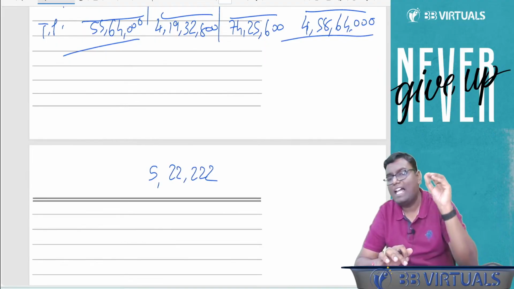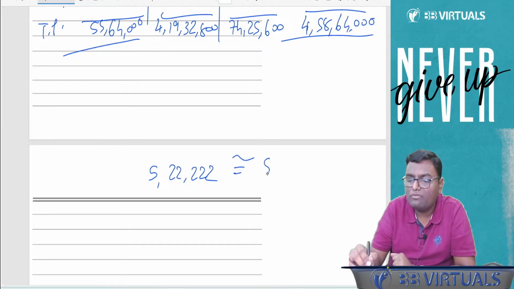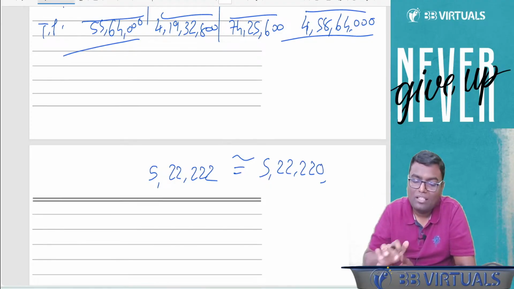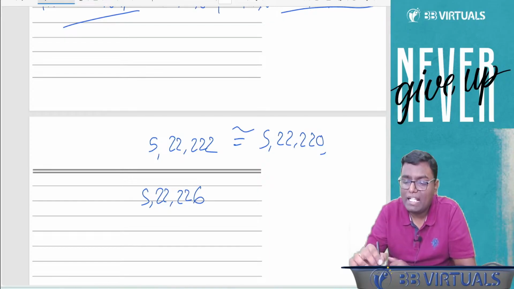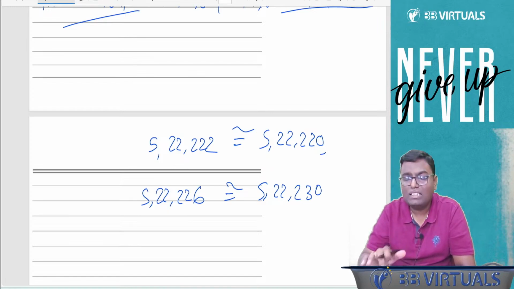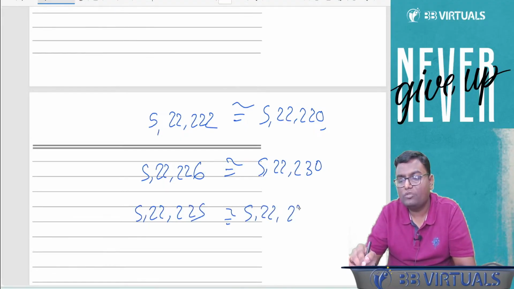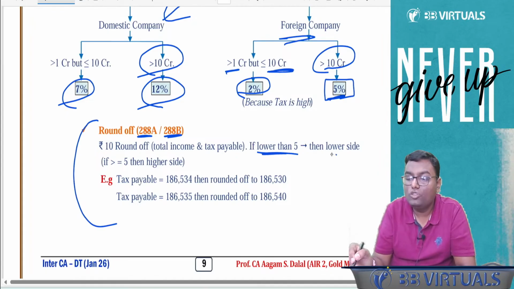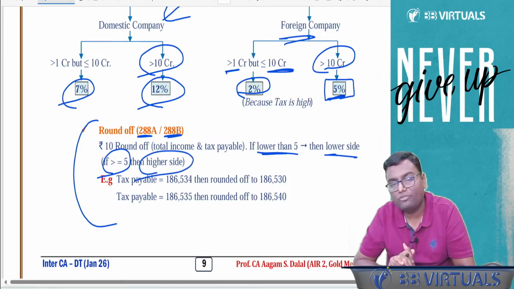22,222, I cannot write it like this as of now. I have to round off. And after rounding off, the total income will be 5,22,220. 10 rupees round off. What if my total income is 5,22,226? Then I have to round it off to 5,22,230. What if my total income is 5,22,225? Again, it will be 5,22,230. It means if the last digit of your total income is less than 5, round off to the lower side. If the last digit is 5 or more, round off to the higher side.